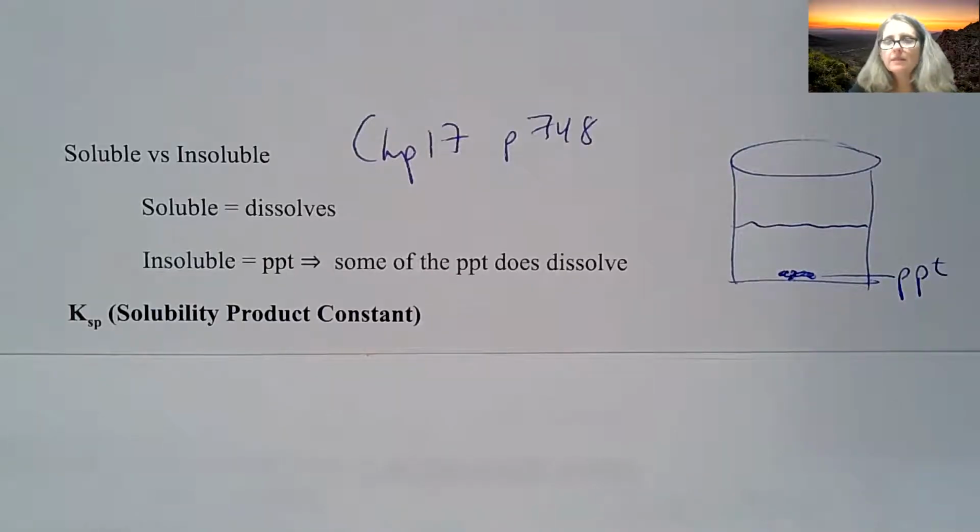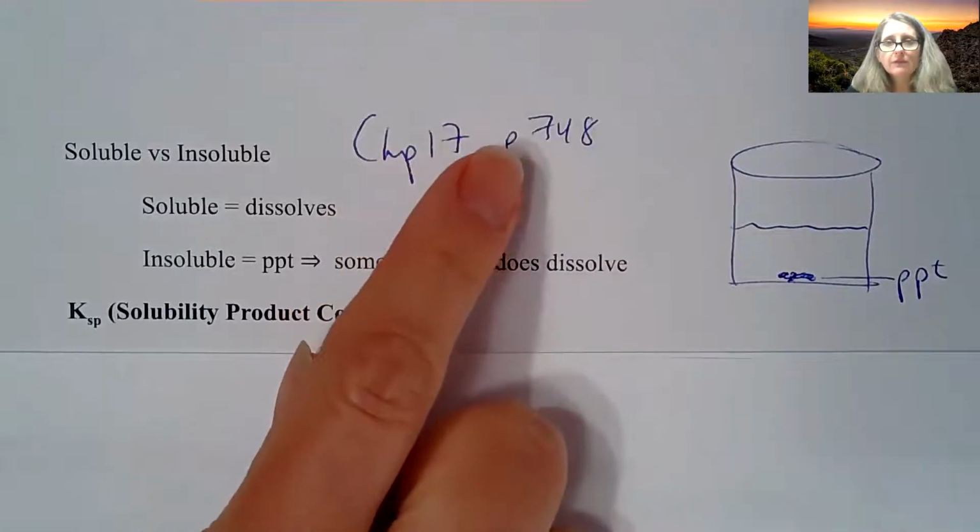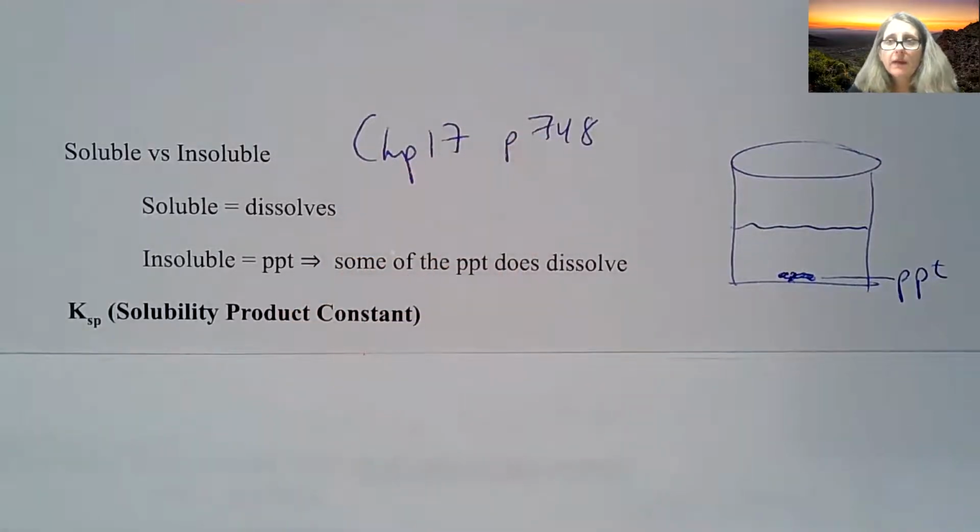So I'm putting this in chapter 15 because it is another K that we will be talking about, and we use it also in the lab that we do for this. But this is really found in chapter 17, page 748. So I'm going to come back to it when we do some acid-base chemistry as well. So you're going to see kind of an overlap here with this particular topic.